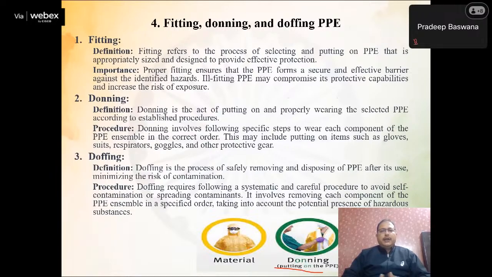What is the procedure of donning? Donning involves following specific steps to wear each component of the PPE ensemble in the correct order. They may include putting on items such as gloves, suits, respirators, goggles, and other protective gear as we have discussed.